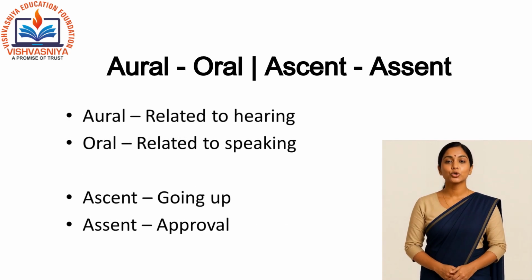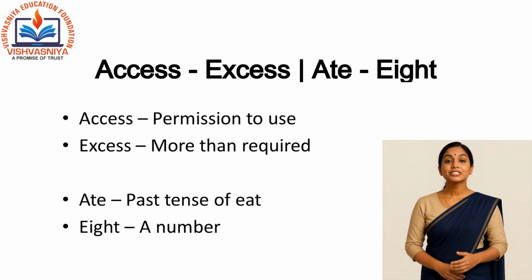Aural is related to hearing, while oral is related to speaking. Ascent means going up, whereas assent means approval. Access means permission to use something, while excess means more than required. Ate is the past tense of eat, and eight is a number.